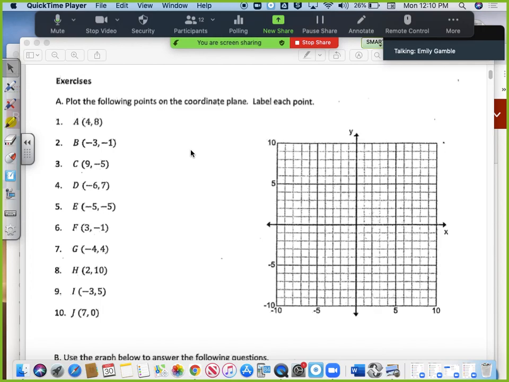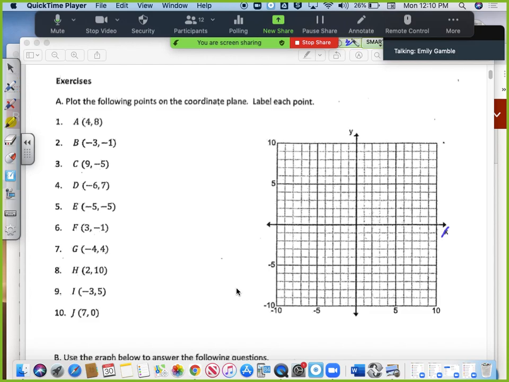So the first thing we're going to do here in this next chapter, which is all about functions and domain, range, and whether or not a relation is a function, is verify that we still remember how to graph on the coordinate plane. So here on the right, I have a coordinate plane. This is just a graph. We can see the x and y axis.